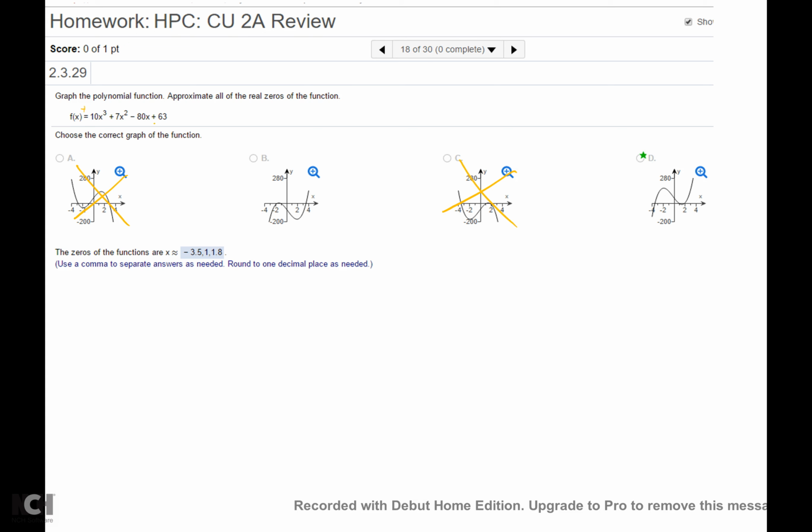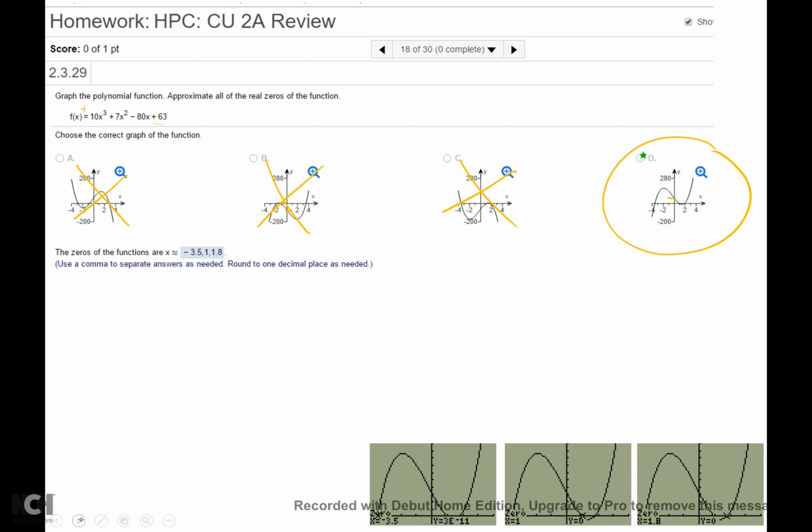This tells me that it needs to cross the y-axis at positive 63. Well, this one's crossing at a negative, so it's got to be this one because it's crossing the y-axis at a positive. Okay, and then if I approximate the zeros, you type it in a calculator.